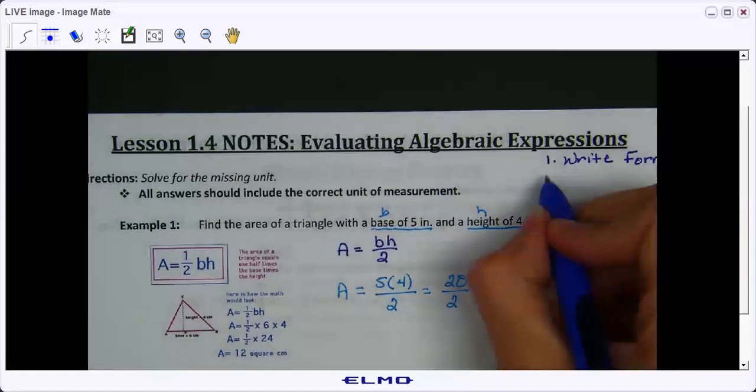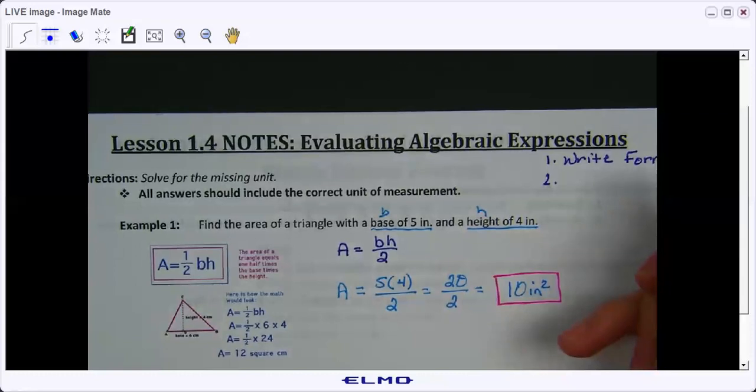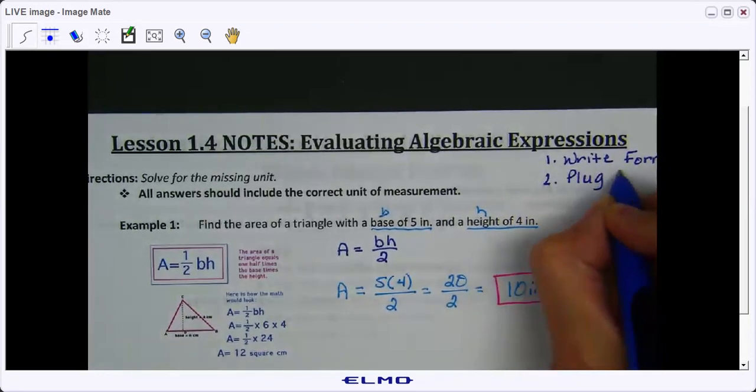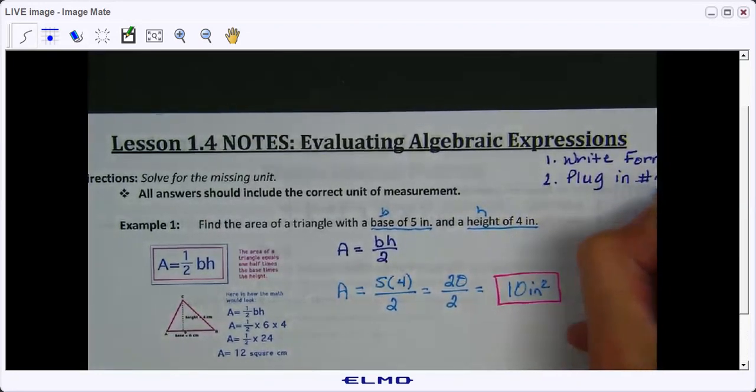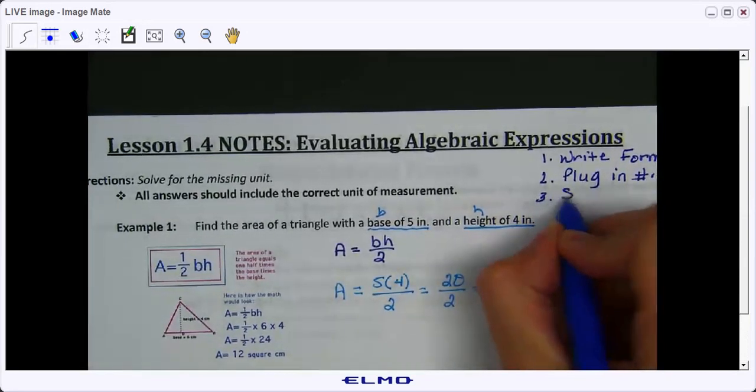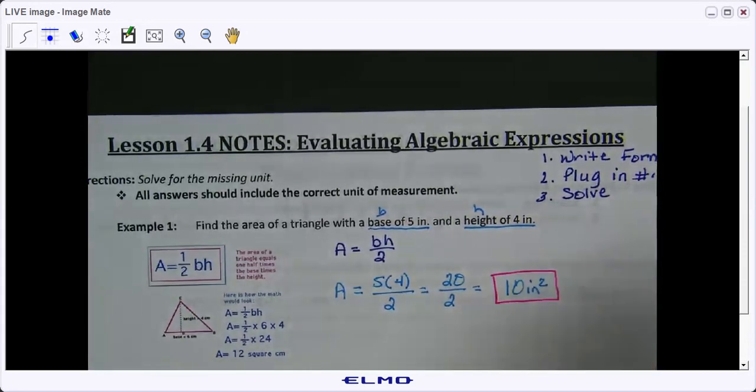Step 2, what are we going to do? Replace the variables. Yeah, so we're going to plug in values or plug in numbers. Shorten that if you need to. Step 3, we're going to take those values and we are going to solve. Okay, so step 3 is to solve. And then step 4, in order to make your answer 100% correct, you have to add the units.